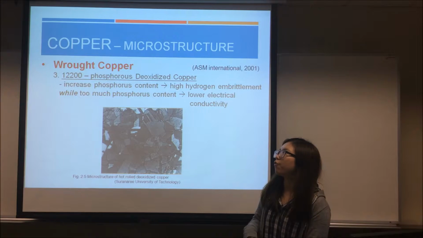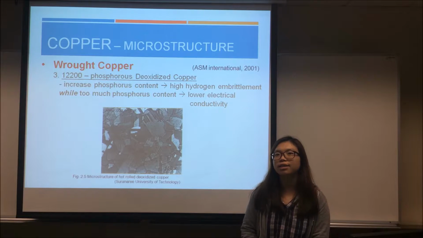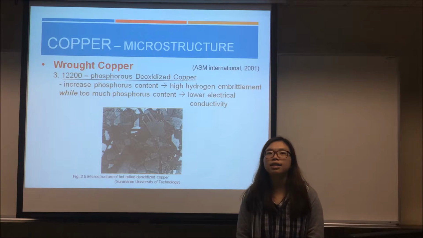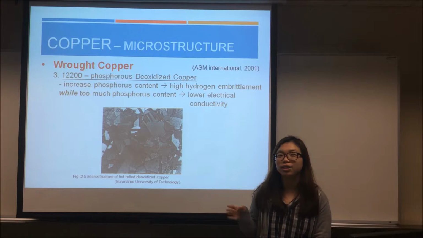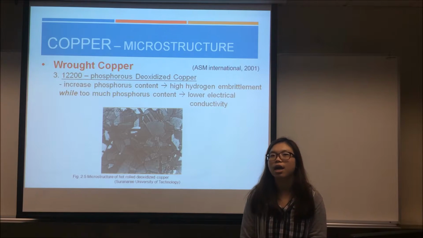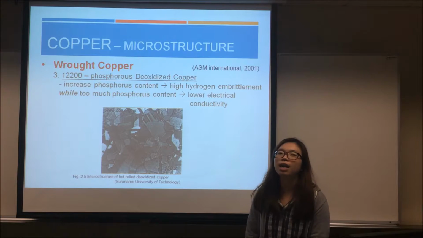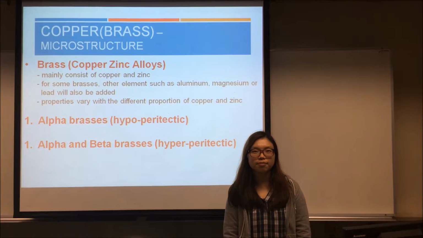Moving to the last part of the raw copper, the phosphorus deoxidized copper. This copper underwent deoxidization with phosphorus in order to remove the oxygen, so that resistance to hydrogen embrittlement can be achieved. However, due to the relatively high content of phosphorus present in the copper, the electrical conductivity is thus reduced.